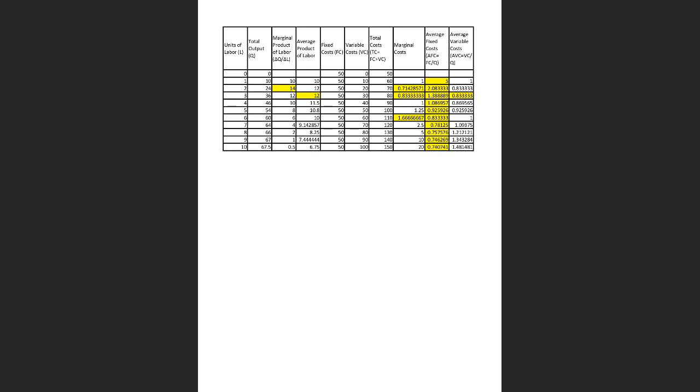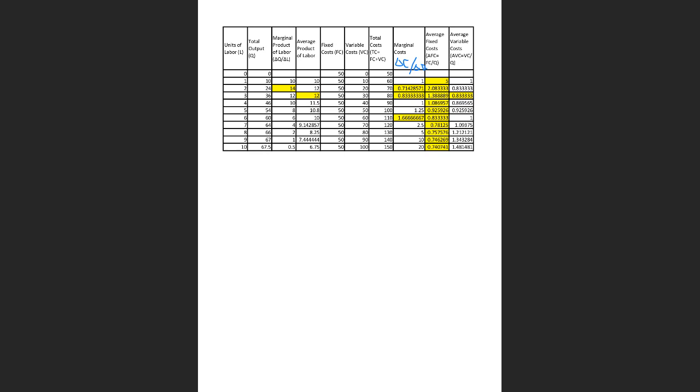I wonder if it'll let me write on this while I'm sharing a screen. Oh, it will. That's really weird looking, but it'll work. So it's the change in costs divided by the change in quantity. In this case, that's a Q, you just can't tell.